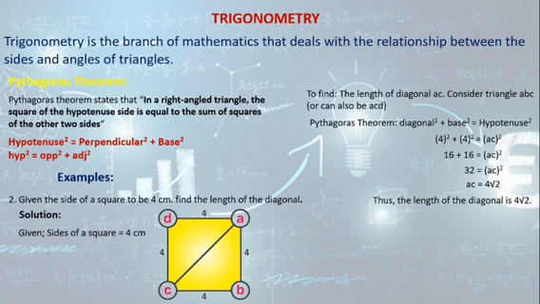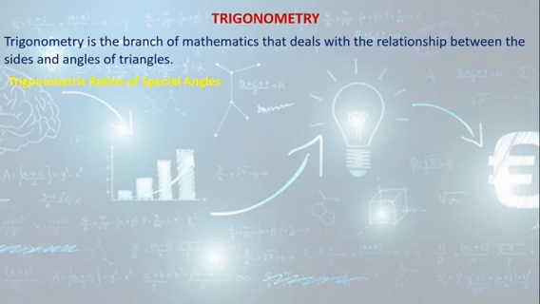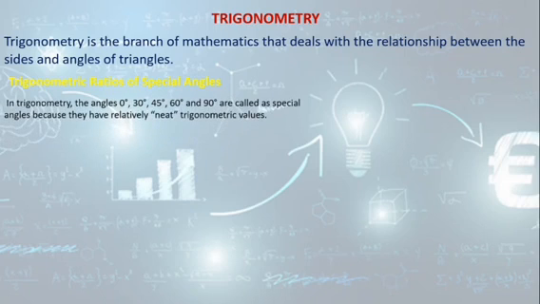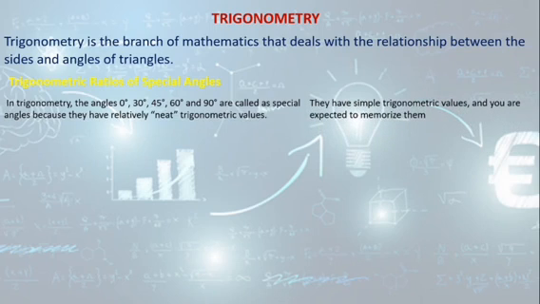Now we look at trigonometric ratios of special angles. There are certain angles that are referred to as special angles, and the reason is because they have relatively neat trigonometric values. Your angle 0, your 30 degrees, your 45 degrees, 60 degrees and 90 degrees are called special angles because their trigonometric ratios are easy to determine, and you will be required to memorize them. Don't think of it as something difficult or a big deal. It's not. It's quite easy to do.